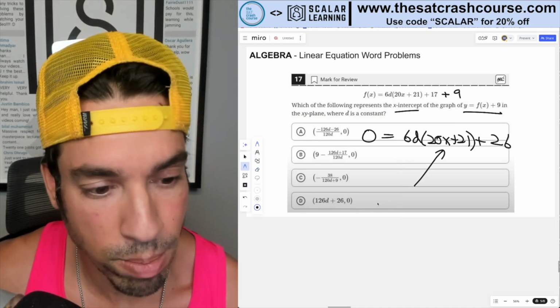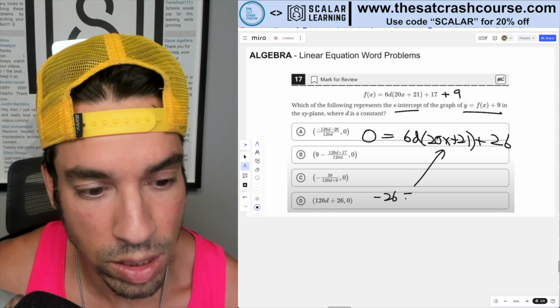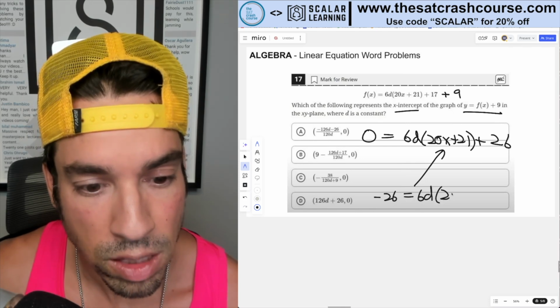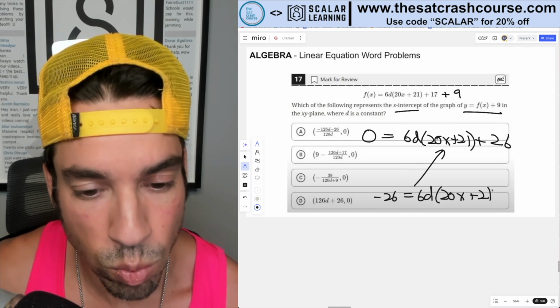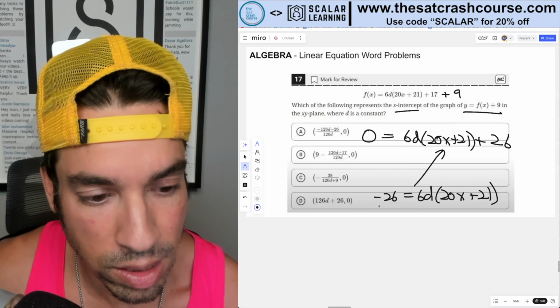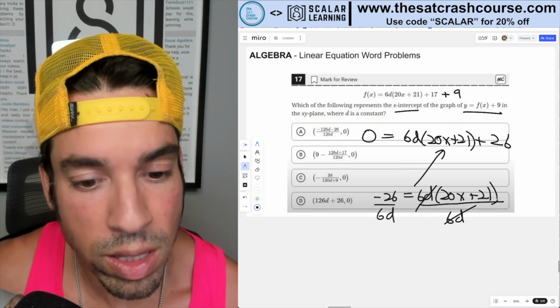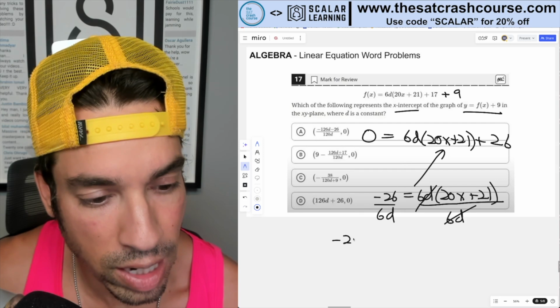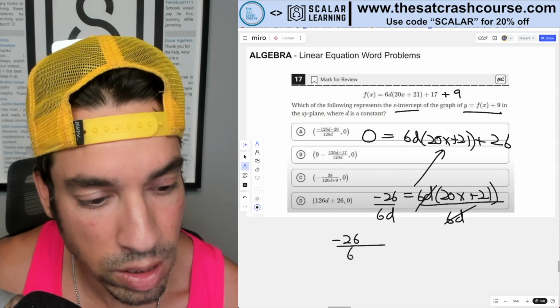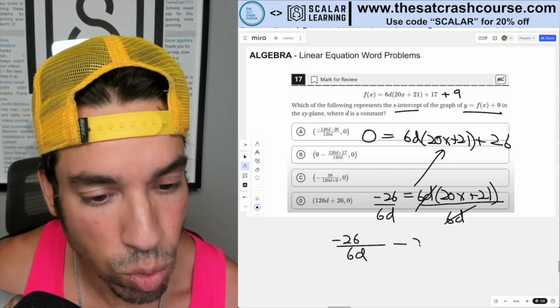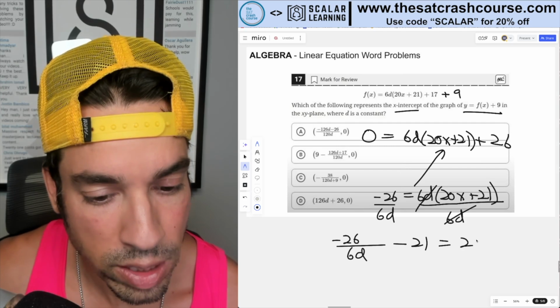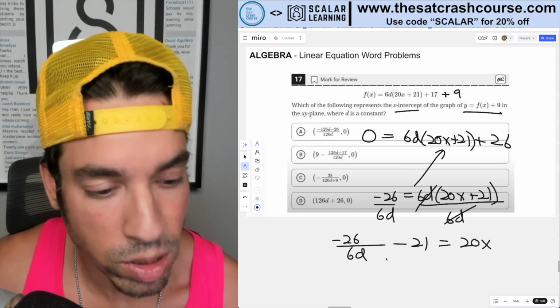Now we're going to subtract 26. We get negative 26 equals 6d times (20x plus 21). Then I'm going to divide both sides by 6d like so. Those are going to cancel out, and then we're left with 20x plus 21. Then I'm going to minus 21. So now we got negative 26 over 6d minus 21 equals 20x. Last but not least, I'm going to divide both sides by 20.